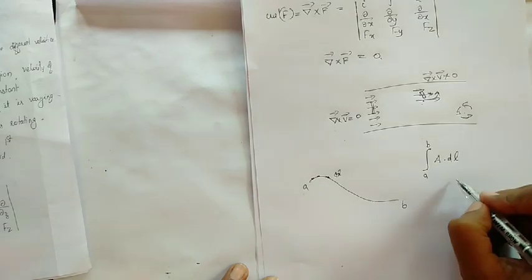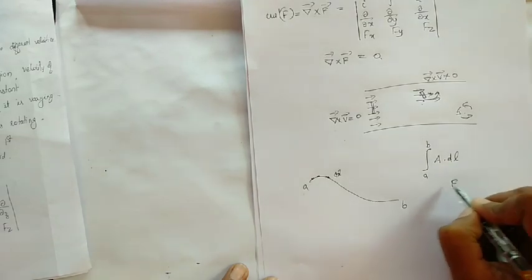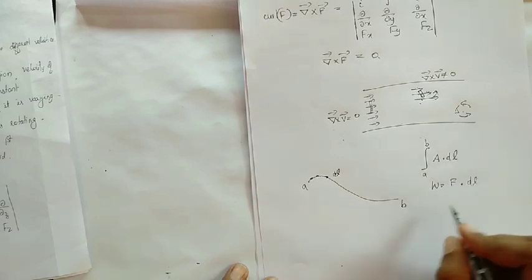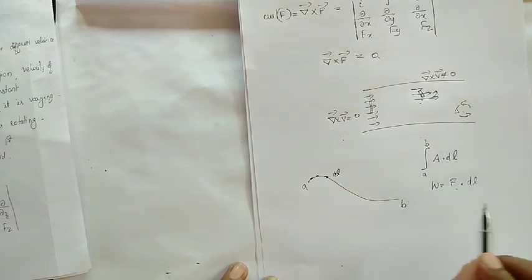One example is work done, which is considered as F dot dl, the line integral of force. As an example, it will give you work done.